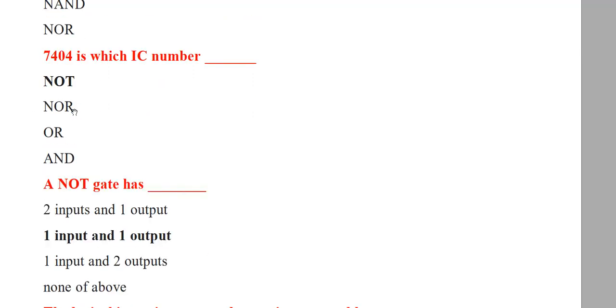7404 is which IC number? Of course 7404 is the NOT gate IC number. For an OR gate it is 7432, for an AND gate it is 7408, and for a NOR gate it is 7418.